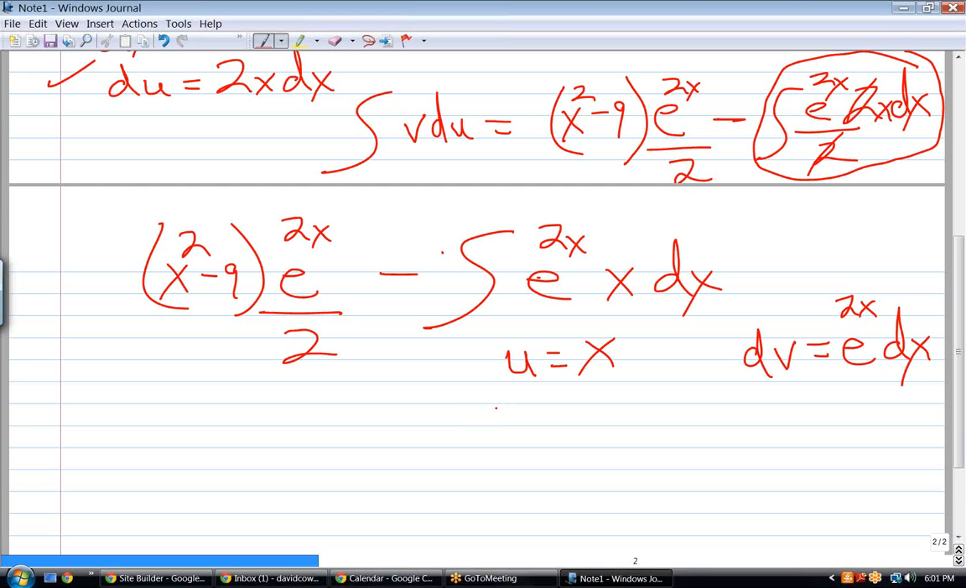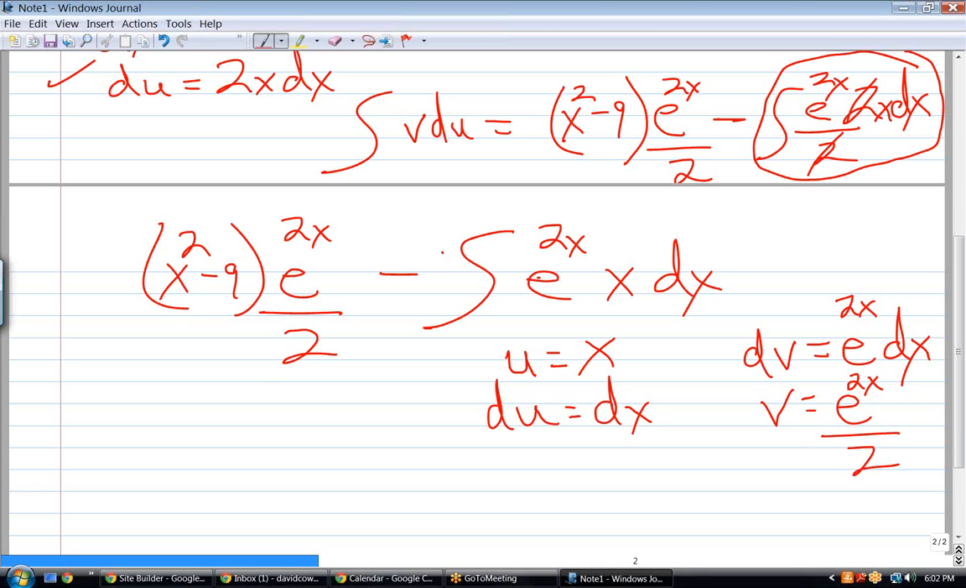So what next? Let's see. Du dx is 1, which makes du equal to dx. Okay. And v is equal to... e to the 2x. What would the antiderivative of e to the 2x be? Oh, e to the 2x over 2.